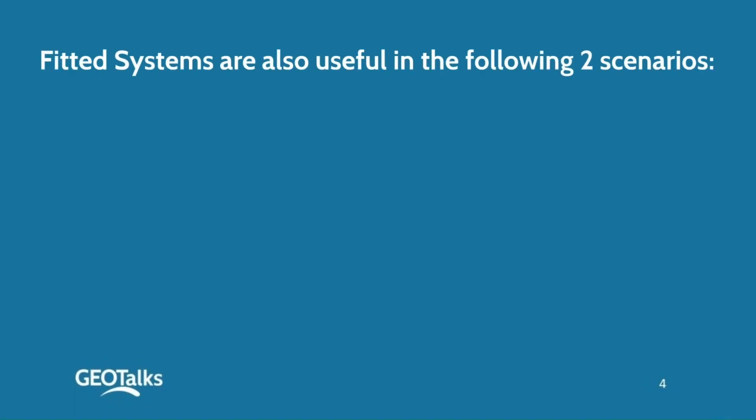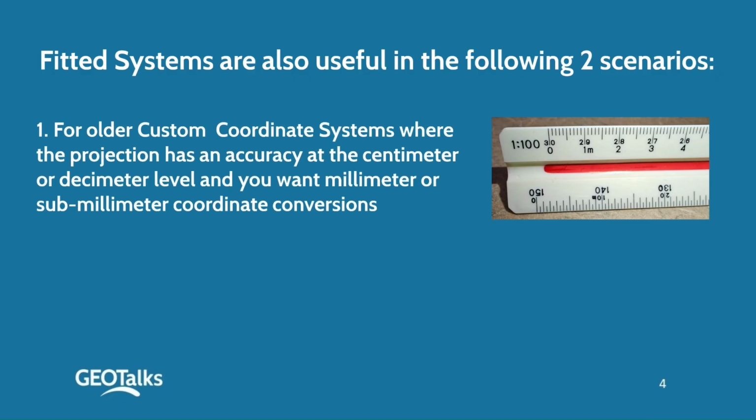And fitted systems are useful in the following 2 scenarios. This is where they really shine. For those older coordinate systems where the conversion through the projection has an accuracy at the centimeter, decimeter level, and what you want is a conversion at that millimeter, sub-millimeter level. See, depending on where you're using the data, the projection might start to lose some of that accuracy. So this is where fitted systems work really well, because they give you that expected conversion.